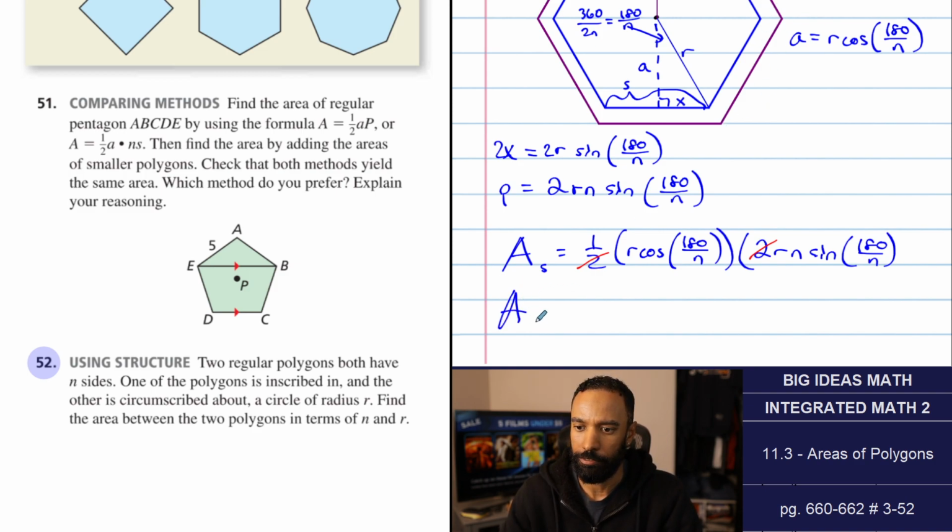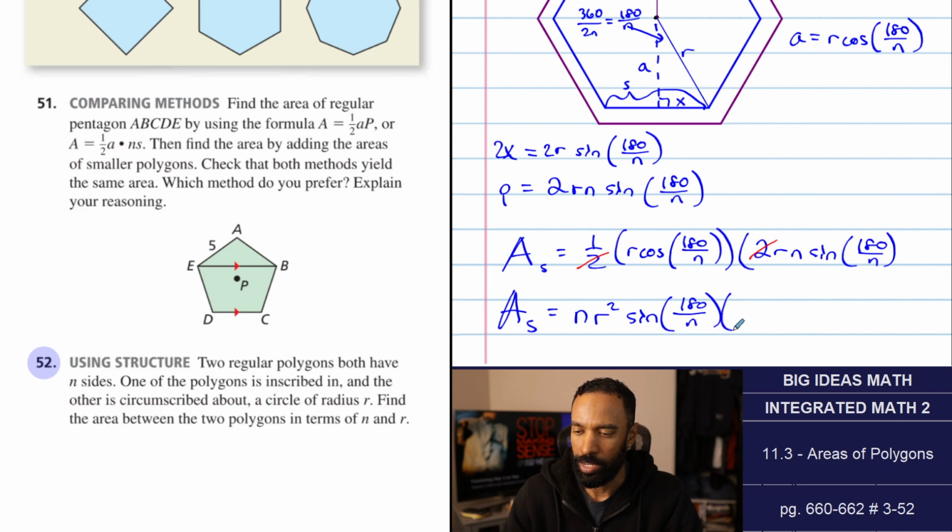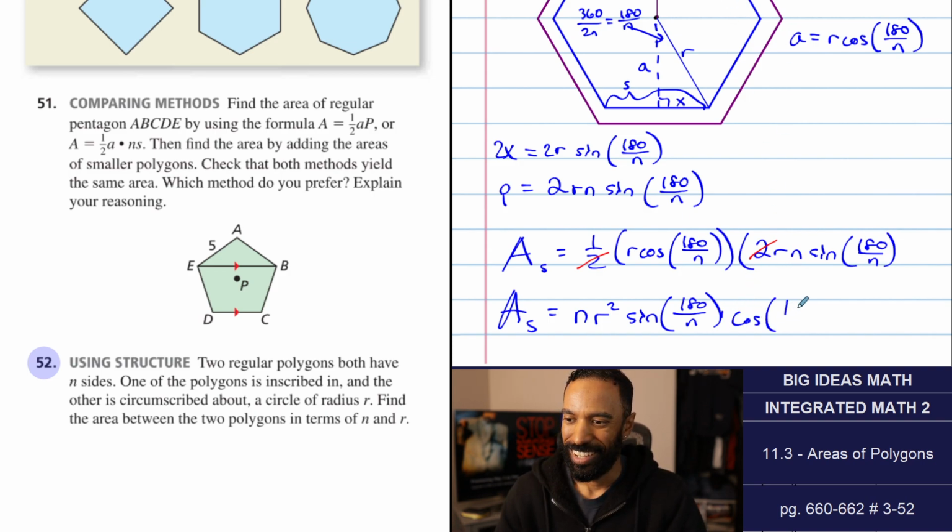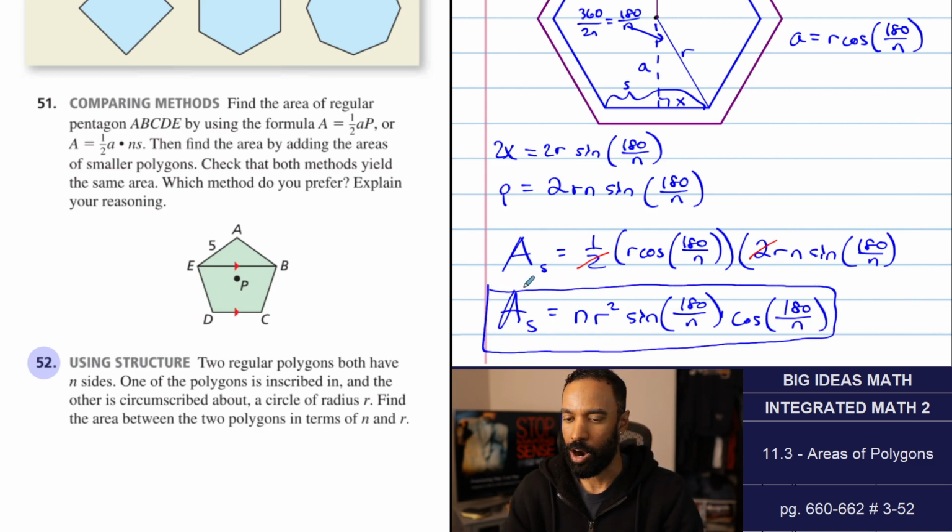So ultimately for A sub s there, we'll have, let's put the n first, n times r squared times the sine of 180 over n times the cosine of 180 over n. So therefore, for every single shape here on out where we have the radius and number of sides, I can use this formula. All right. So I think that's a final answer for that one in terms of r and n.